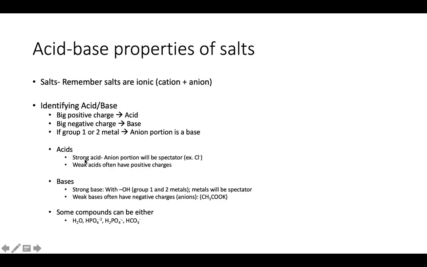Whenever we have a strong acid, the anion portion of the acid, which would be considered the conjugate base, will always be a spectator. An example is Cl minus. If you ever see a compound with a positive charge, it is likely to be a weak acid. The best example of this is ammonium, NH4+. That is a weak acid.